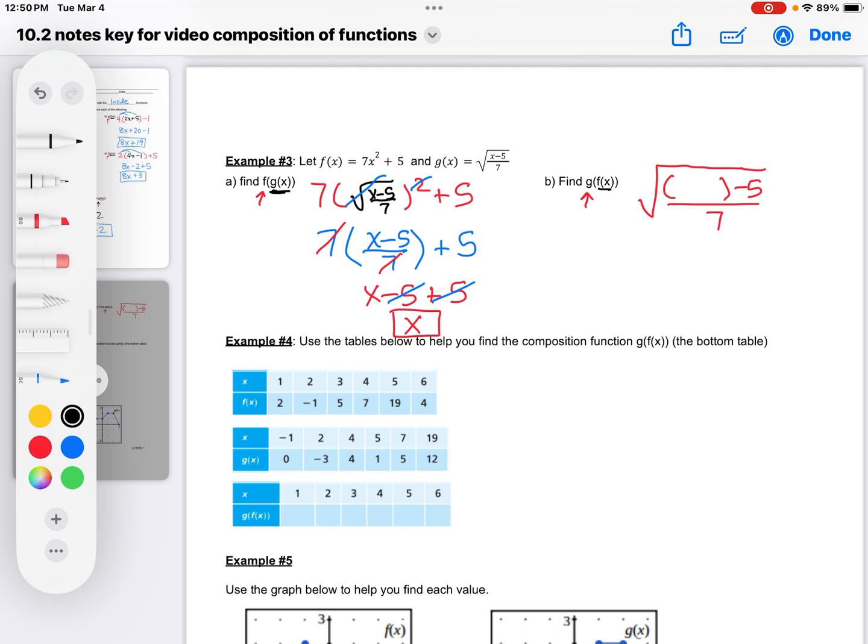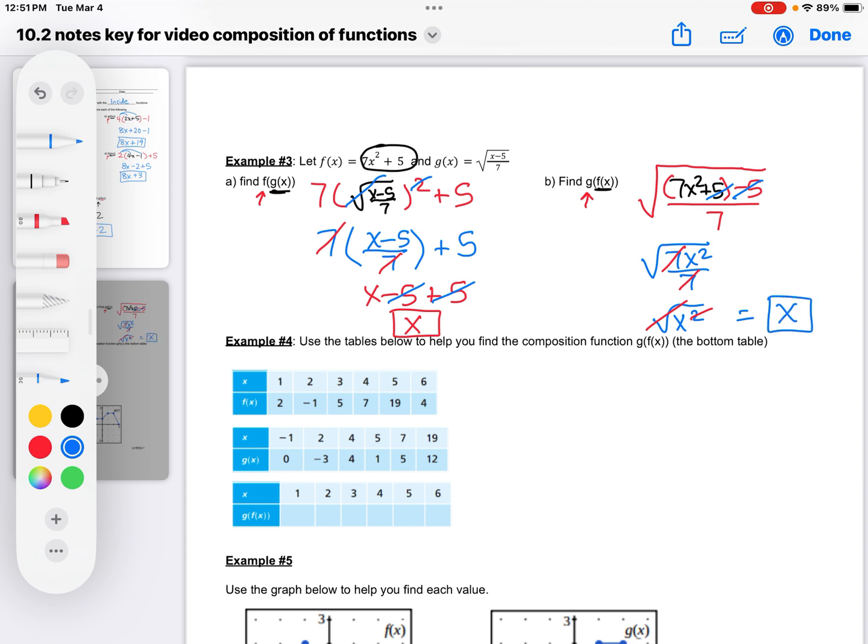And that something is going to be my f of x function, so 7x squared plus 5. All right, so then we just simplify. So on top I notice plus 5 minus 5, those cancel out, leaving me with 7x squared over 7. Next thing you might notice is the 7's cancel out, so that gives me square root of x squared. Last thing you might notice is x squared cancels with, square root cancels with the squared, giving me a final answer of just x.